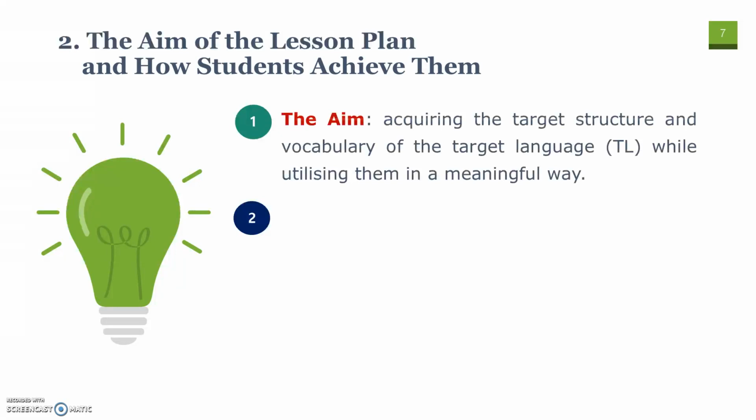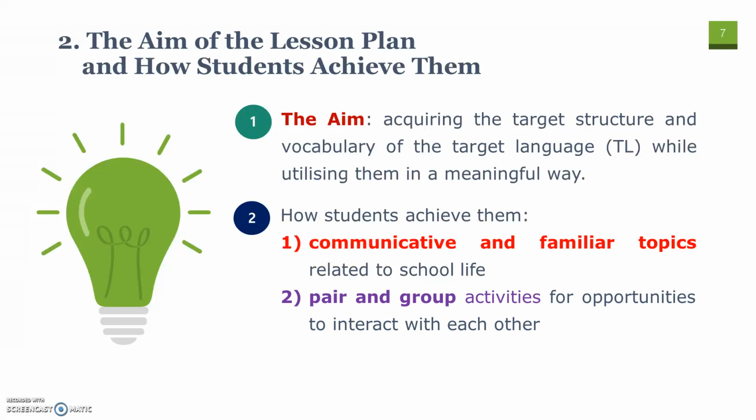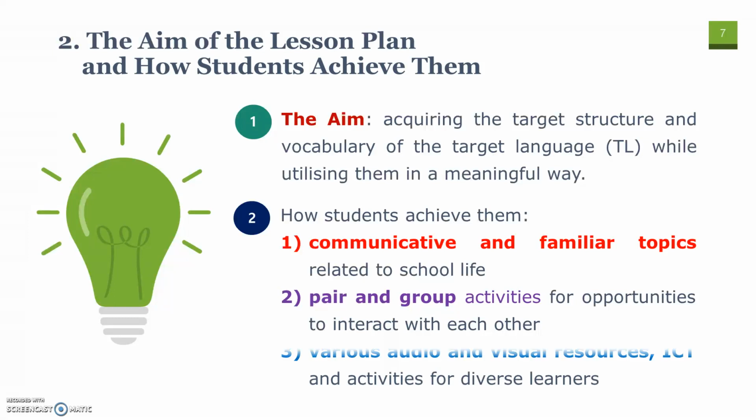The main aim of this lesson is for students to acquire the target structure and vocabulary while utilizing them in a meaningful way. For making an authentic and meaningful context, I chose communicative topics related to school life. Second, I incorporated pair and group activities as well as teacher modeling with the whole class so that students will have many opportunities to interact with each other to practice the language. Finally, in order to cater for diverse learner types, I used audio and visual resources, ICT tools, and activities such as moving around the classroom for kinesthetic and active learners.